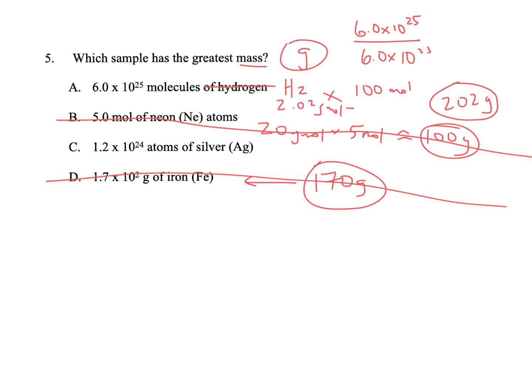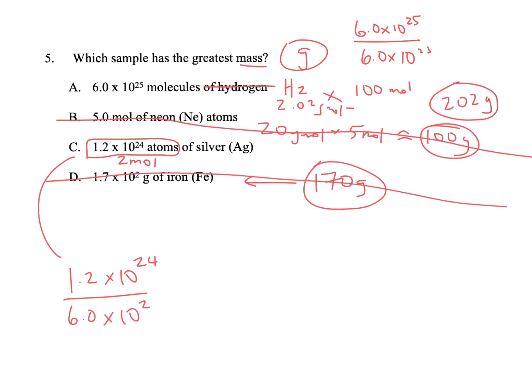And then 1.2 times 10 to the 24 atoms of silver. That is 2 moles, isn't it? 6.02, yeah. So this is 2 moles, actually, in terms of how many atoms that is. If you're not sure why, you can look down here: 1.2 times 10 to the 24 divided by how much of anything is in a mole, and you're going to get 2 of them.